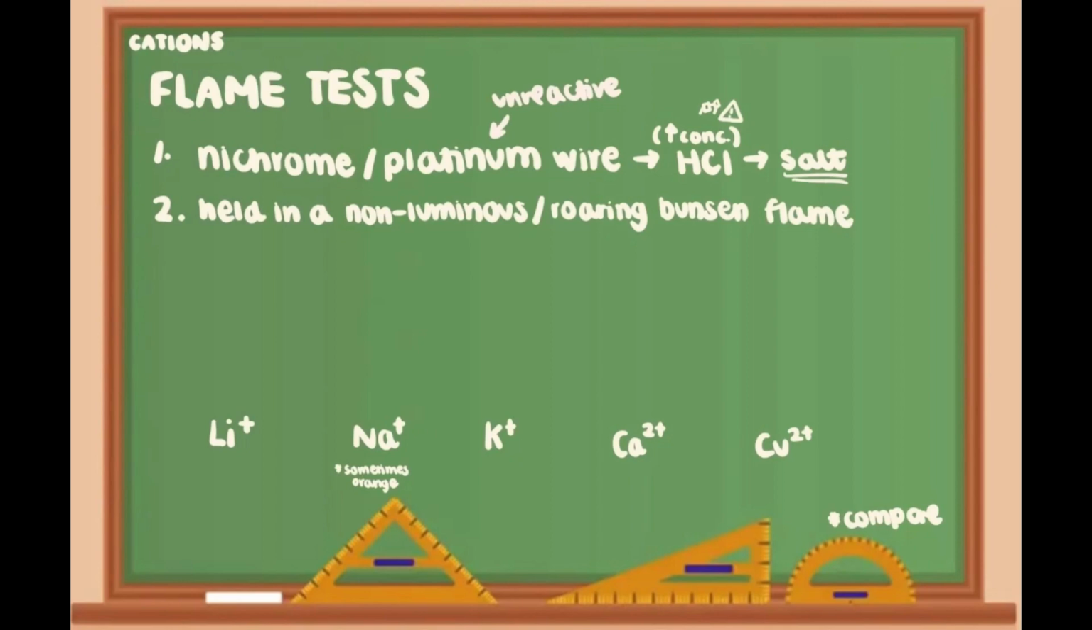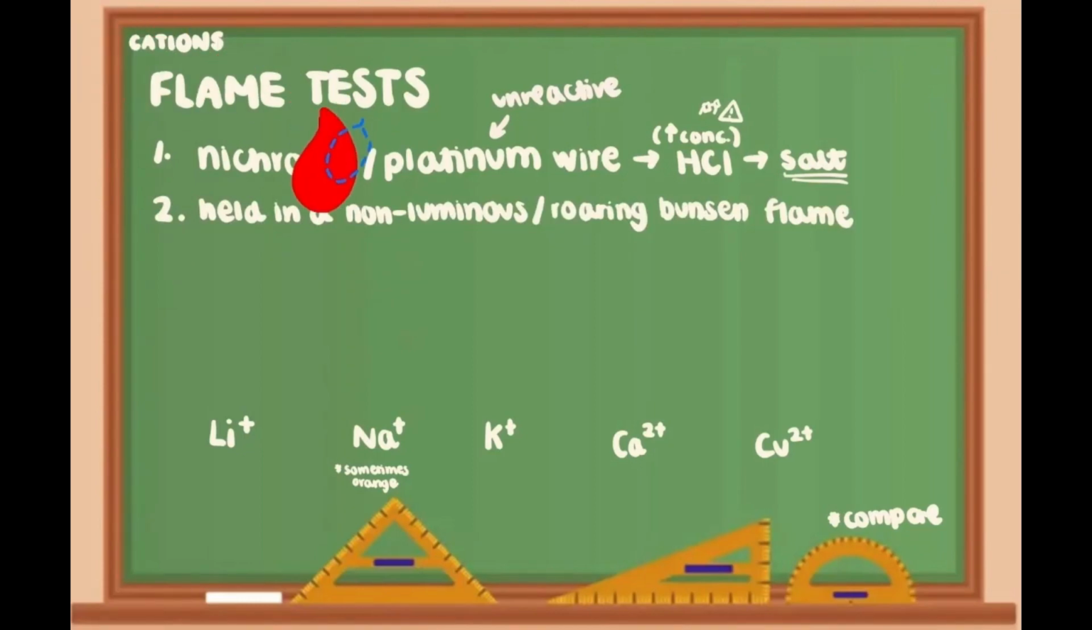So once we dip it in the HCl, we dip it in the salt, get a little bit of salt on that nichrome wire. Then we are going to hold the wire with the salt on top in a roaring Bunsen burner flame. And you'll see that the flame will change color. What color it changes depends on the cation present.